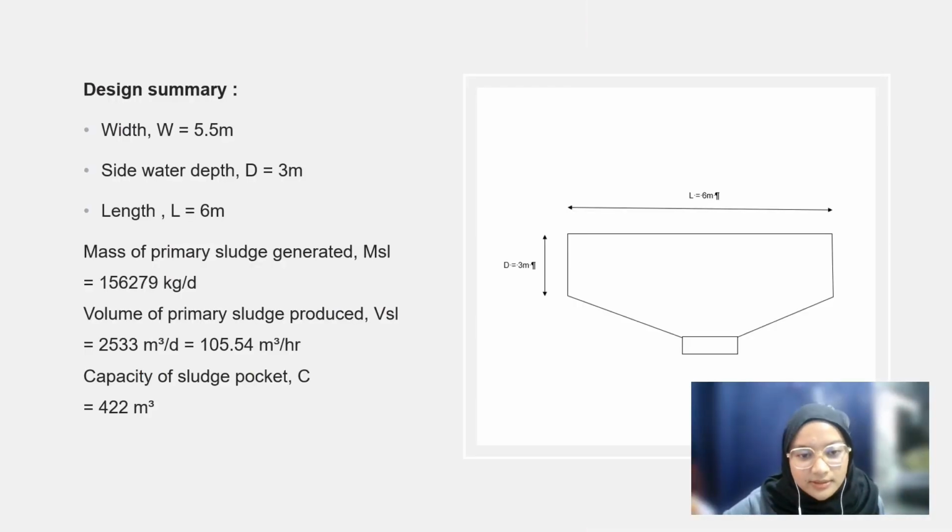Next is the design summary that I have calculated. The width is 5.5 meters, the depth is 3 meters, and the length is 6 meters. The mass of primary sludge generated from SI is 156,279 kg per day, and the volume of primary sludge produced is 253.33 meter cube per day. And lastly, the capacity of the sludge pocket is 422 meter cube.